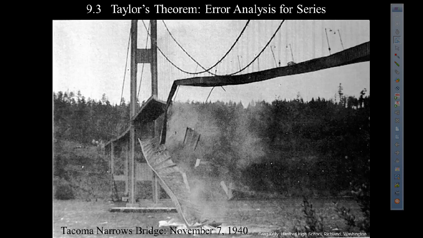All right, so we're looking at 9.3, and this is going to talk about error analysis for series. When we do a series, remember, we're doing a polynomial approximation for some function. Now, you may be wondering, why in the world are we doing this?